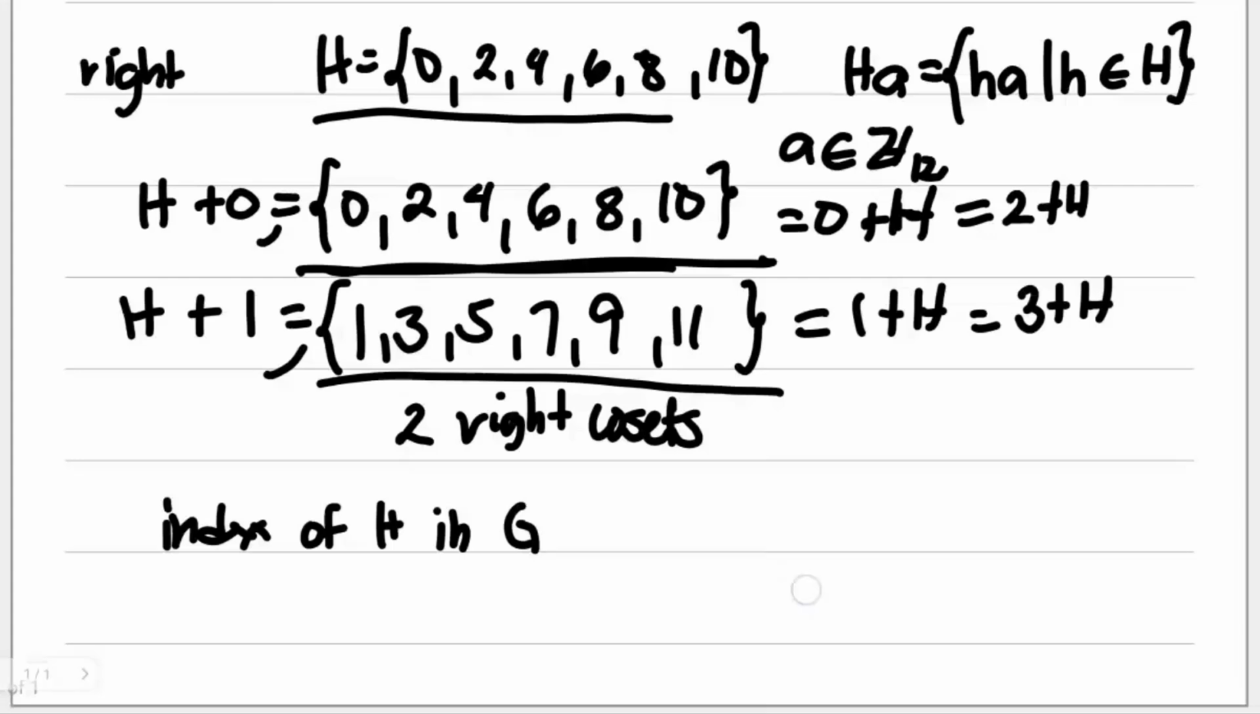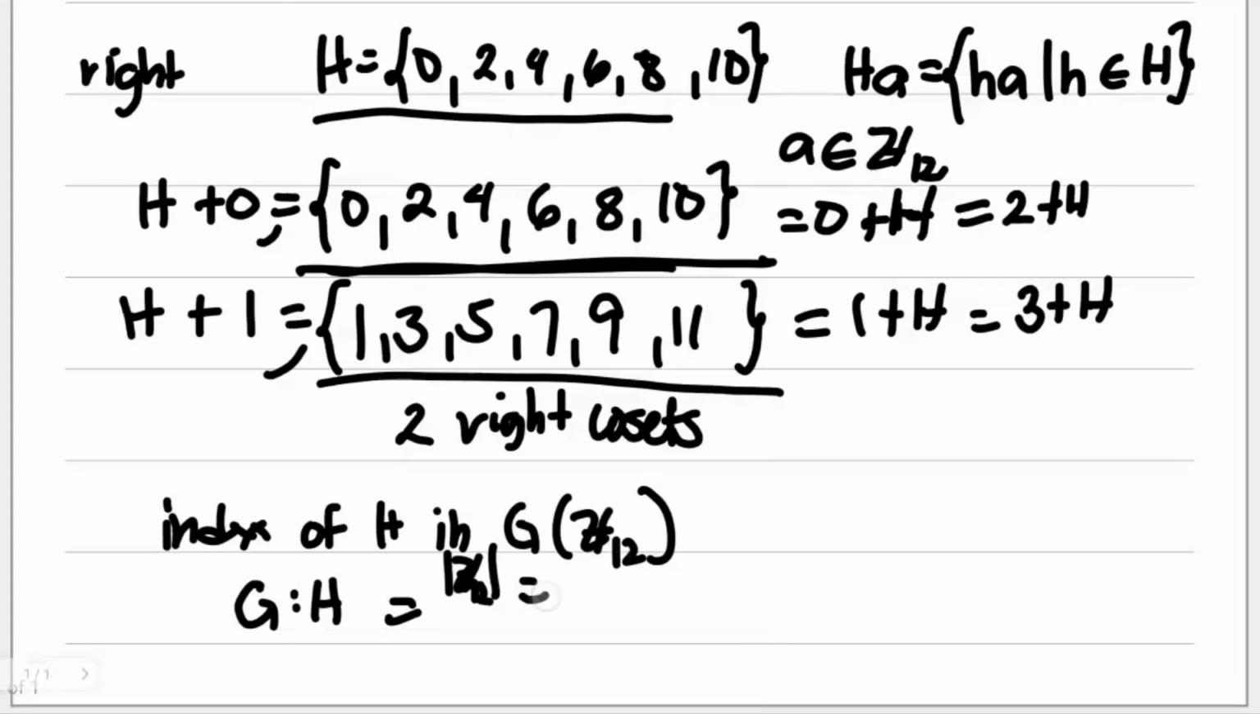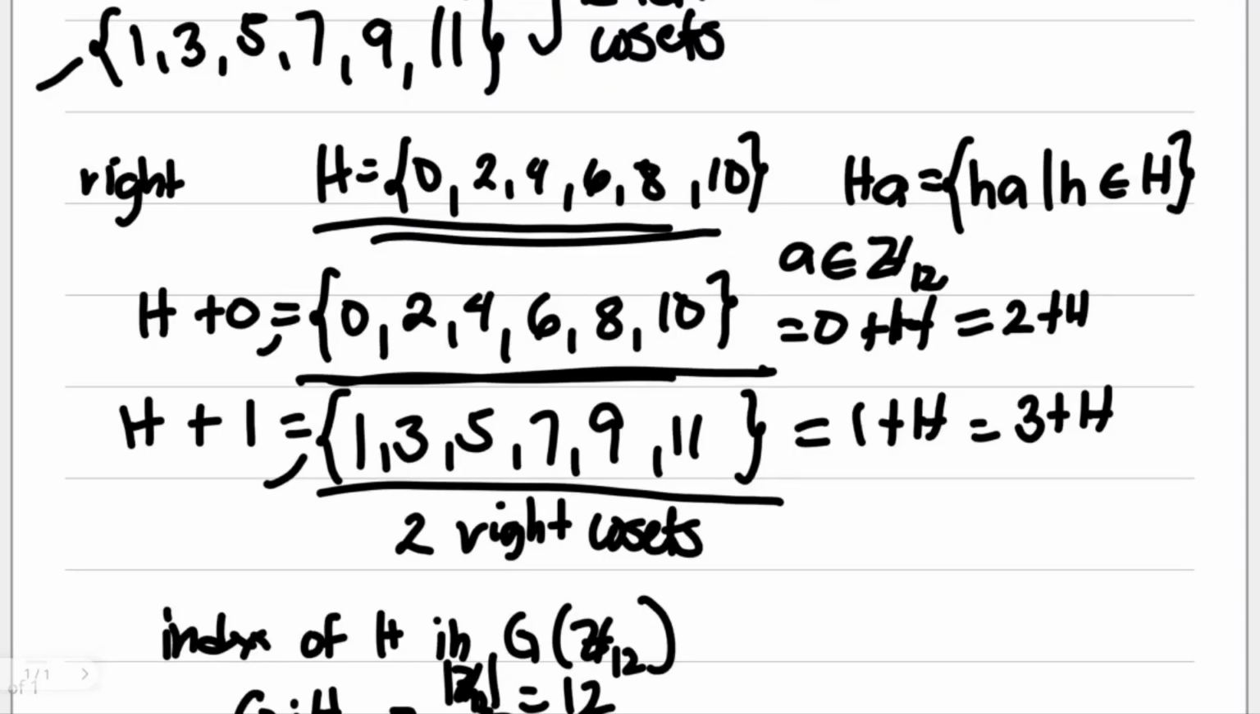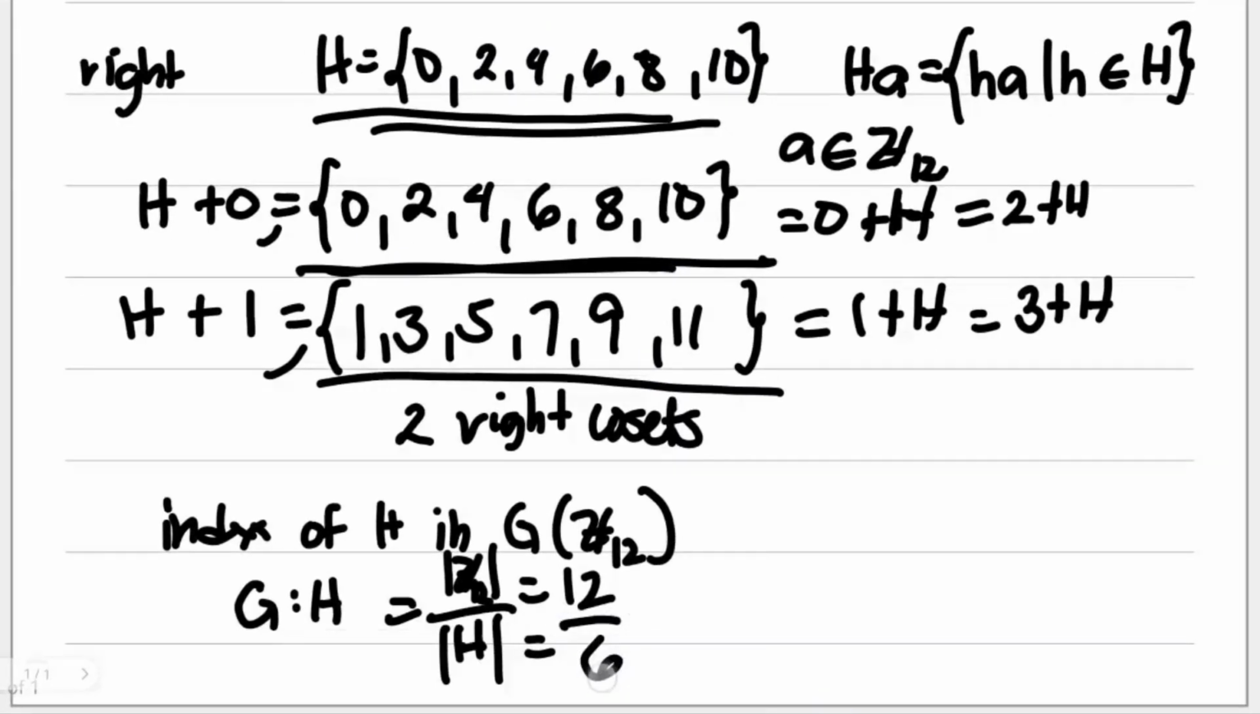In this case, we have here Z12. We are going to have this in notation form. This is the index of H in G. The index of H in G is just equal to the number of elements in Z12, that's 12, over the number of elements of our H, which is the subgroup generated by 2, we have 6. So 12 divided by 6, you have 2.